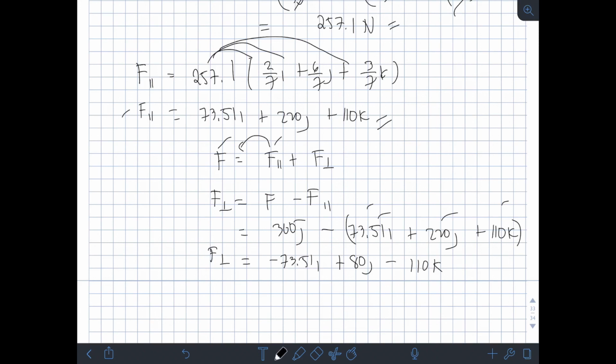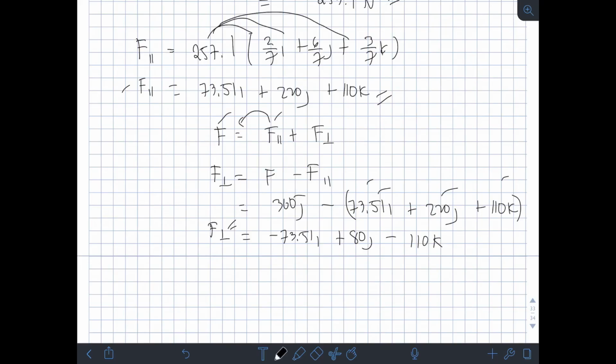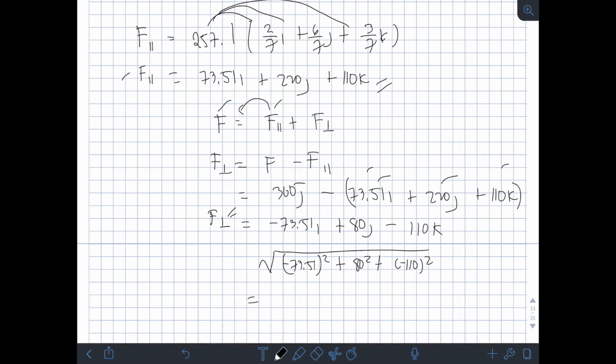Okay? Now, what is asked for is its component. So let's get the magnitude of this F perpendicular. The magnitude is the square root of negative 73.51 squared plus 80 squared plus negative 110 squared. Using a calculator, the value we get here is 155 Newton. So, therefore, this is the magnitude of the component of vector F perpendicular to member AB. Okay, so I think that's it for this video, solving more vector problems in 3D.